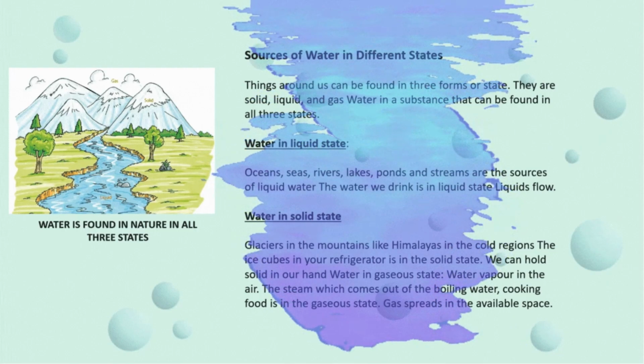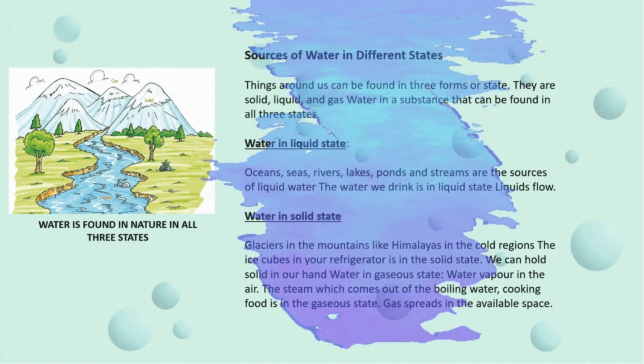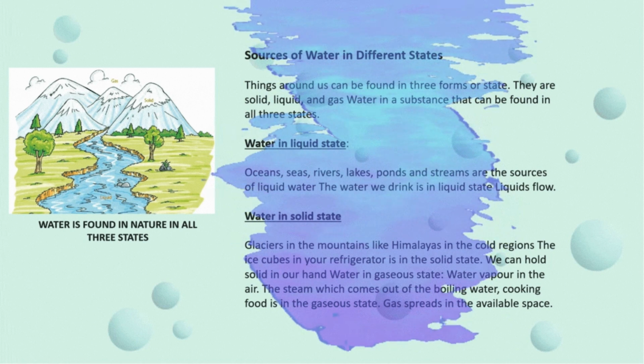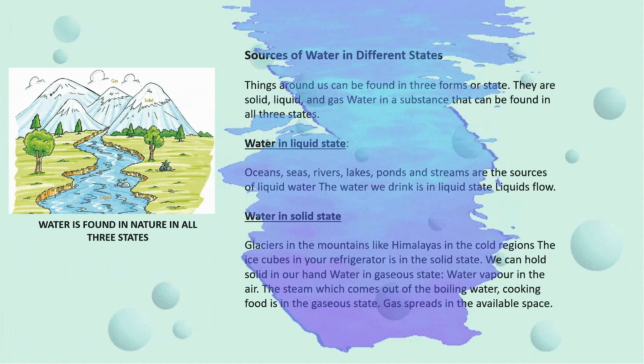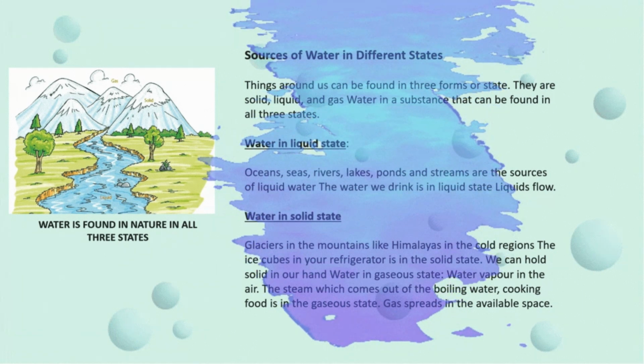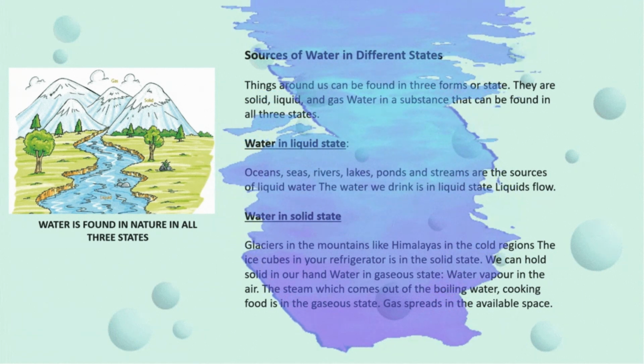Water in different states. Things around us can be found in three forms or states. They are solid, liquid, and gas. Water is a substance that can be found in all three states. Water in liquid state. Oceans, seas, rivers, lakes, ponds, and streams are the sources of liquid water. The water we drink is in liquid state.